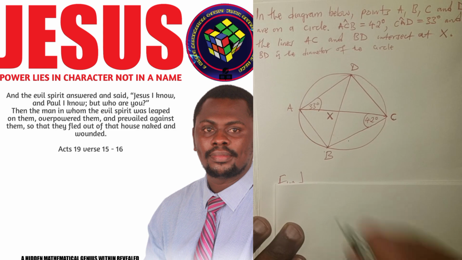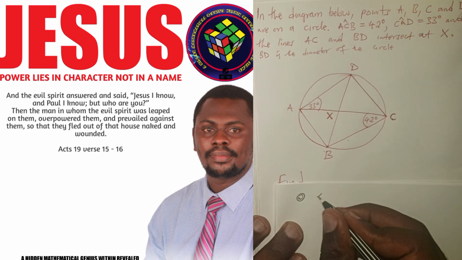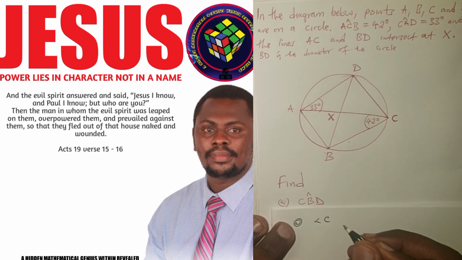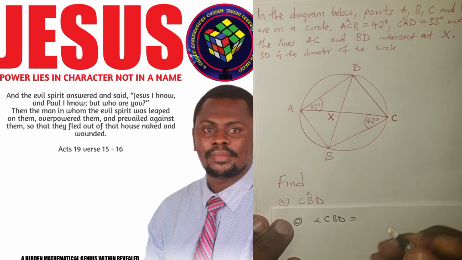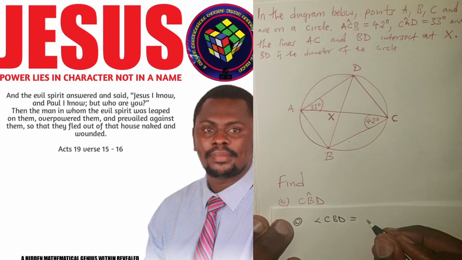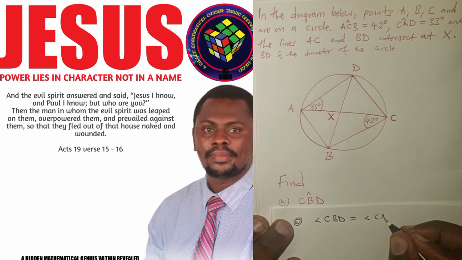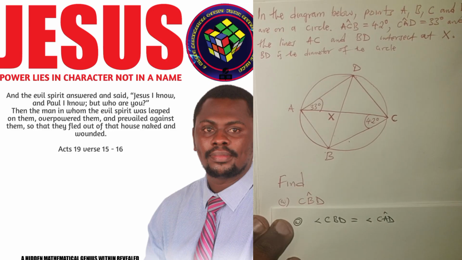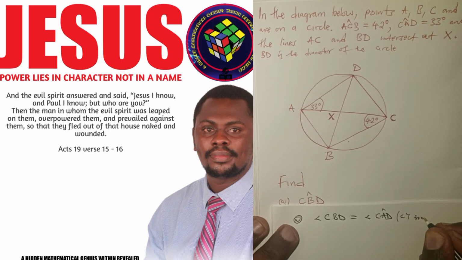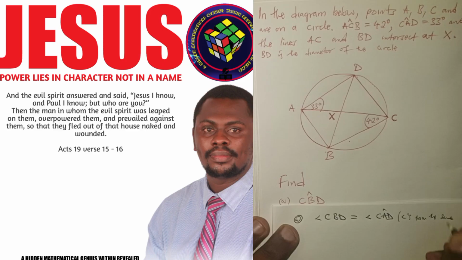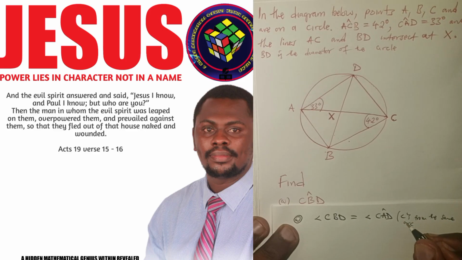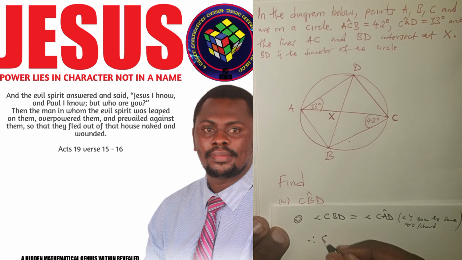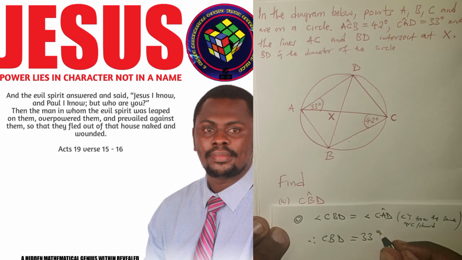Okay, so we'll say angle CBD is equal to angle CAD. So these are angles from the same arc, angles from the same arc or chord. Therefore, angle CBD is equal to 33 degrees.